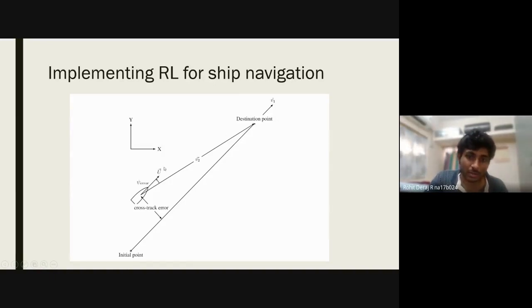And I'm defining two terms now, the cross-track error and the course angle error. The cross-track error is basically the perpendicular distance from the line joining the initial and final waypoints to my ship's center. And the course angle error is the angle between the ship's current heading and the line joining the ship's coordinate and the destination coordinate. So this angle is the course angle error and this will be the cross-track error.